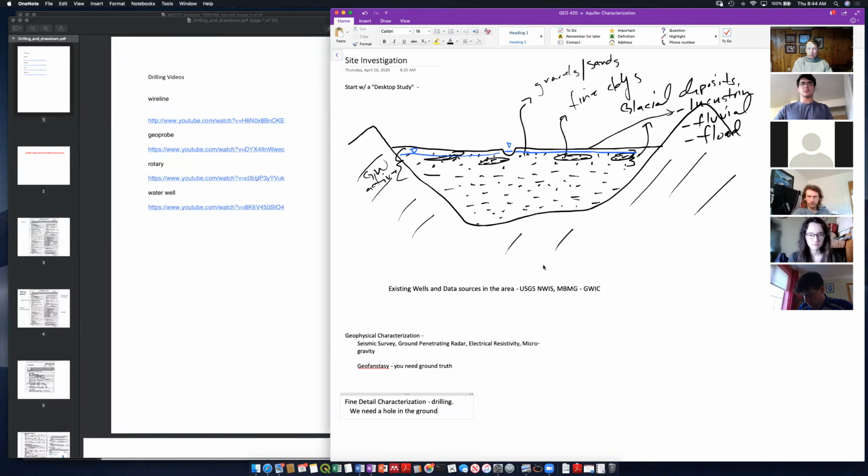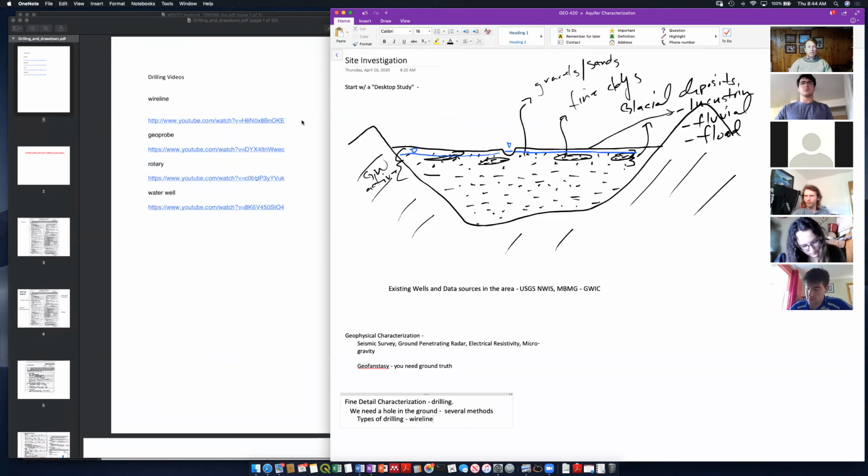And there's several methods to do that. I'm not going to cover all of these methods. I'm just going to cover the basic classes or types of drilling. The first one is called wireline drilling.